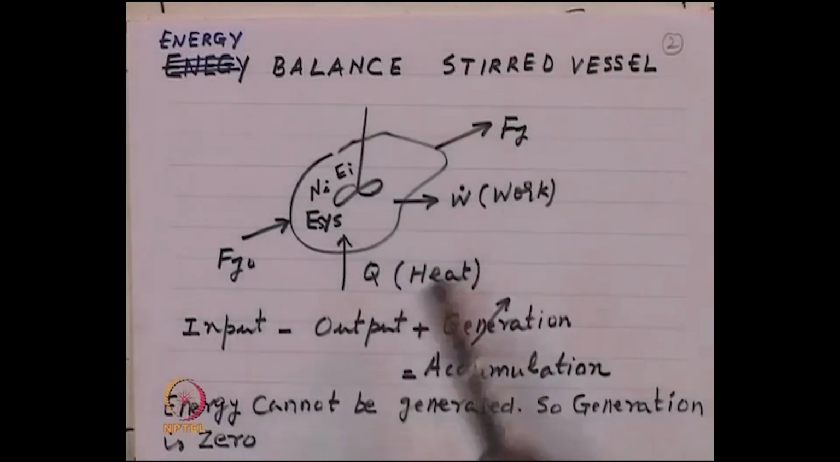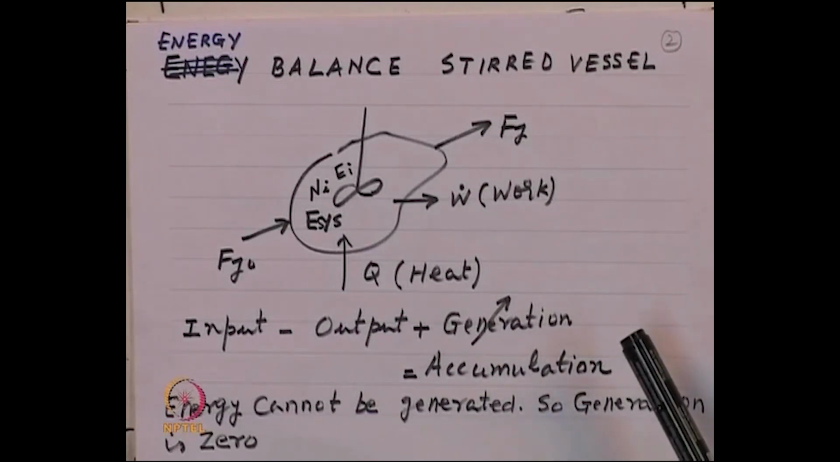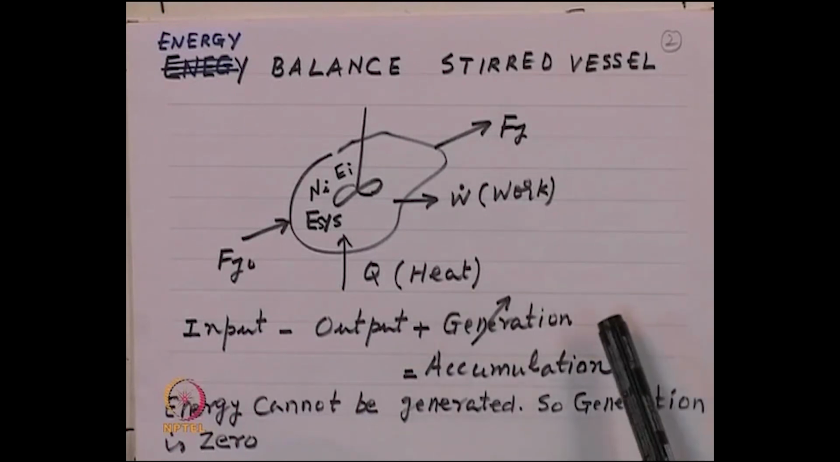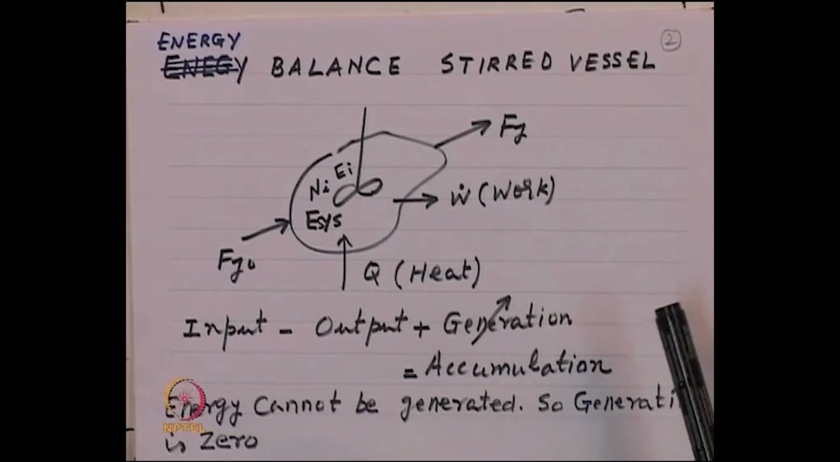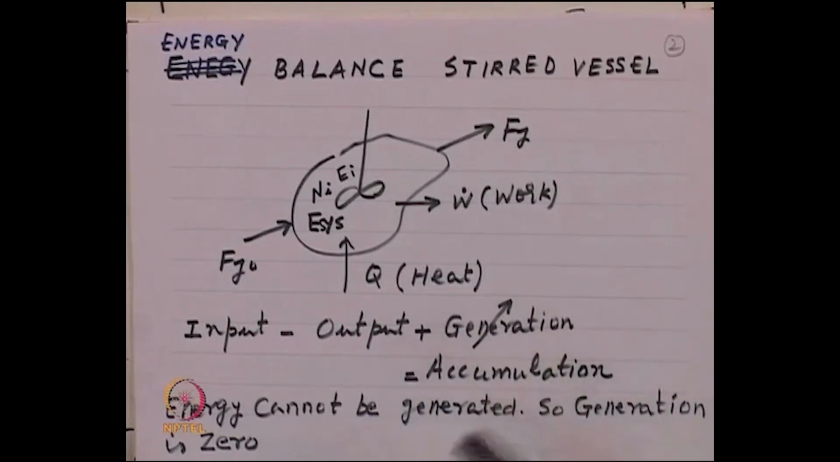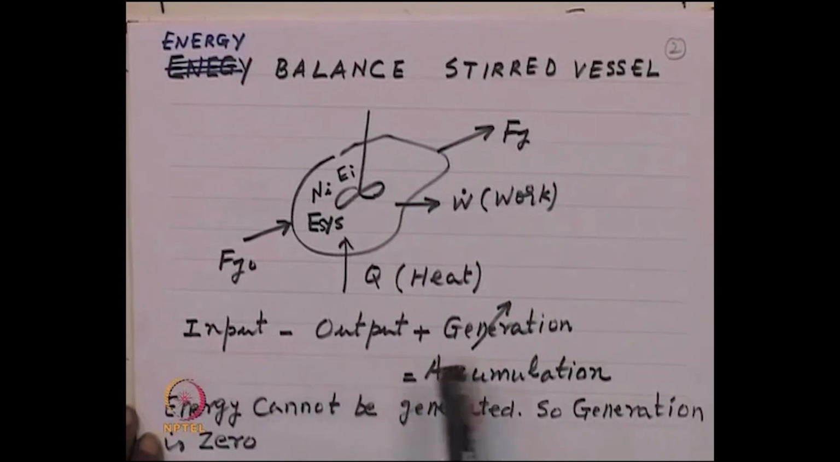And the statement of energy balance is that input minus output plus generation is accumulation. What we recognize here is that in energy balance there is no generation or destruction of energy, therefore the generation term should not appear, unlike in the material balance, where we accept that there is generation of material because it can form another product. Therefore, this term is removed. So, the statement of energy balance is simply input minus output equals accumulation.